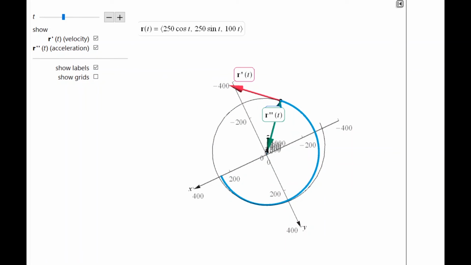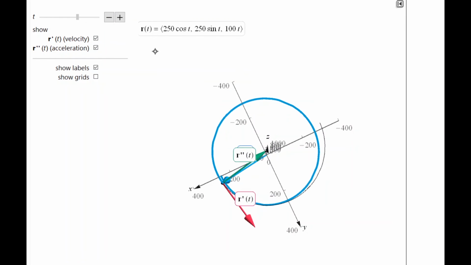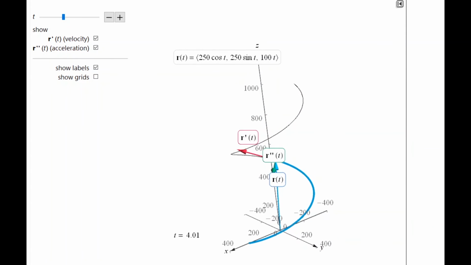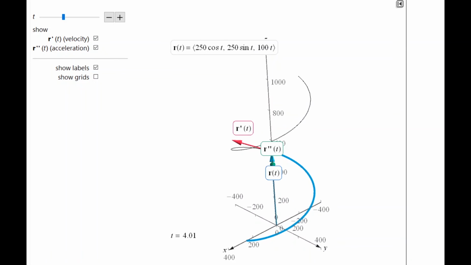Just because the speed is constant doesn't mean that you don't have an acceleration. You could see our green vector is the acceleration. We do have an acceleration. Now think about why that is. How could the speed be constant, but you still have an acceleration? Because the acceleration is not the derivative of speed. The acceleration is the derivative of velocity, and velocity has magnitude and direction. So if the direction of your velocity changes, you still get an acceleration even if the magnitude stays the same. And that's what we're seeing right here in this problem.